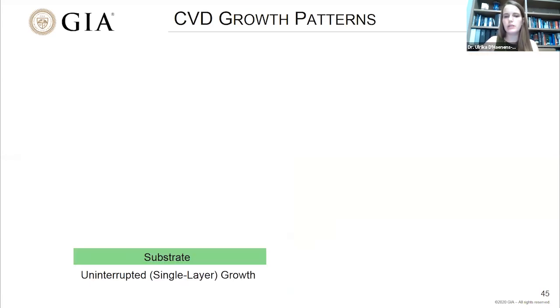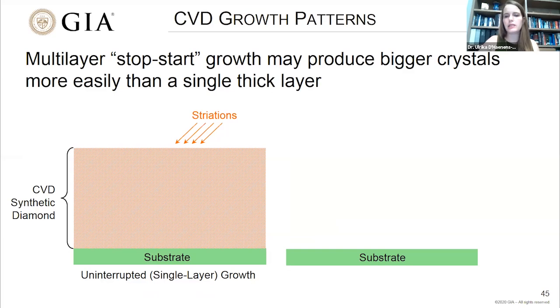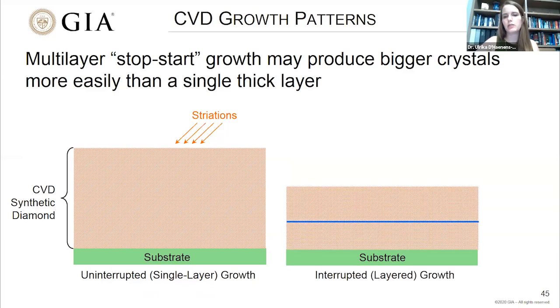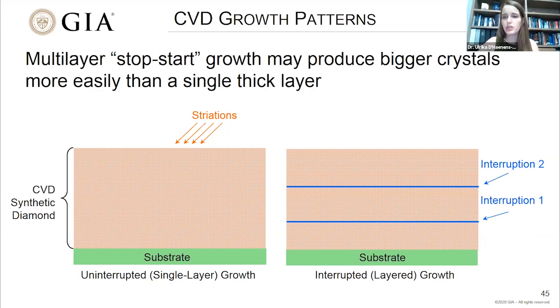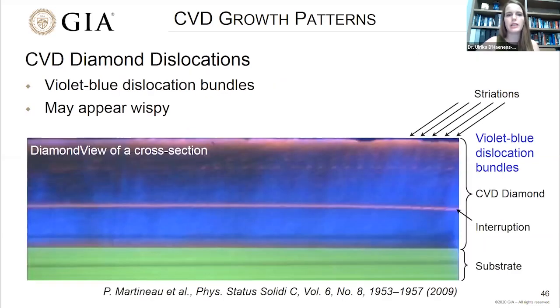Now, CVD diamonds could be grown in a single step or multiple steps. So what we have here is uninterrupted growth: you have your substrate and the striations forming diagonally. But you could also grow it as a series of steps, so pause, repolish, for instance, or change your conditions in your growth system, and then continue growing. These interruptions are going to change the concentration of the defects very clearly, as shown here.